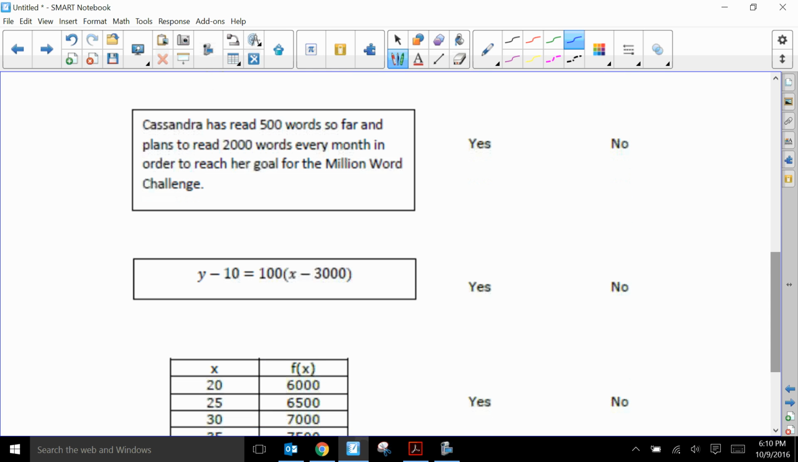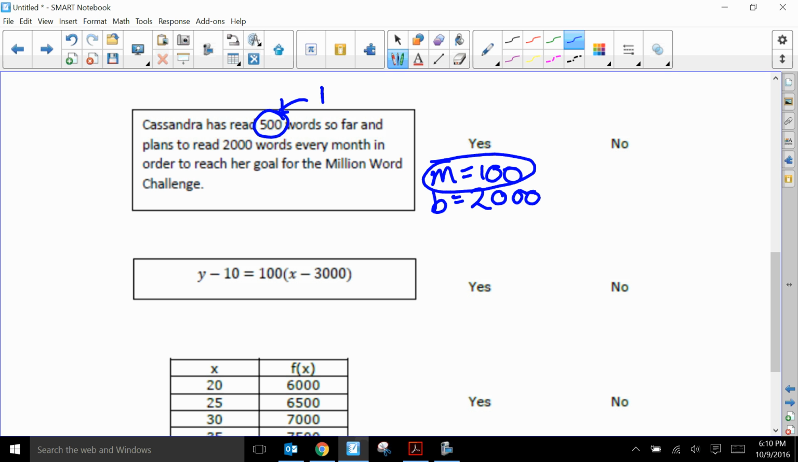Cassandra has read 500 words so far and plans to read 2,000 words every month in order to reach her goal for the million-word challenge. So again, I want a slope of 100, and I want a y-intercept of 2,000. Okay, so slope is my rate of change. What am I changing by? Okay, so if I look at this situation here, what I'm changing by is not, I'm starting at 500 words.